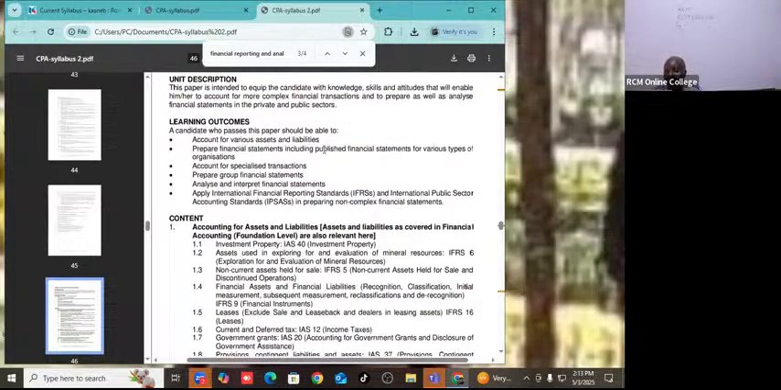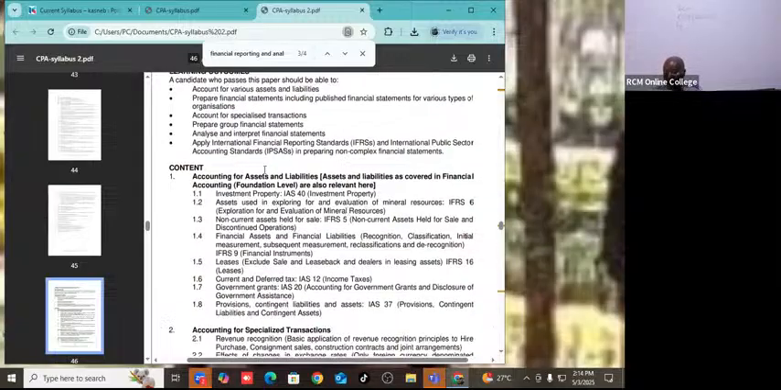Learning outcomes. A candidate who passes this paper should be able to account for various assets and liabilities in accordance to IFRS standards, prepare financial statements, including published financial statements for various types of organizations, account for specialized transactions, prepare group financial statements, analyze and interpret financial statements, and apply international financial reporting standards, IFRS, and international public sector accounting standards in preparing non-complex financial statements.